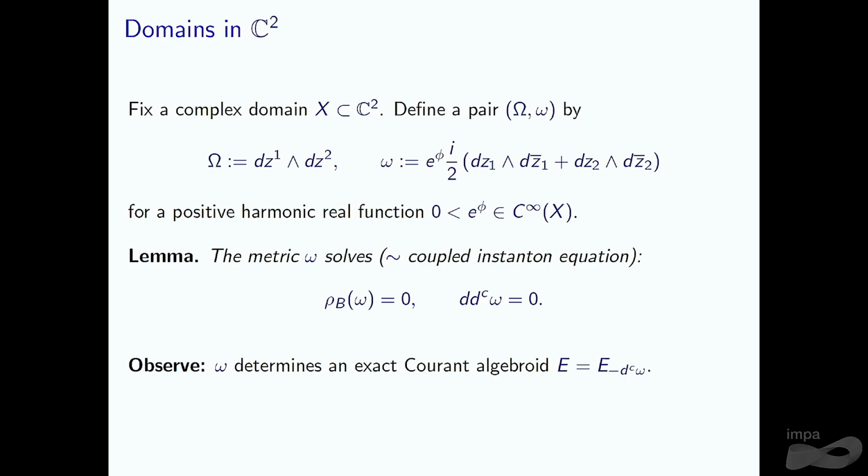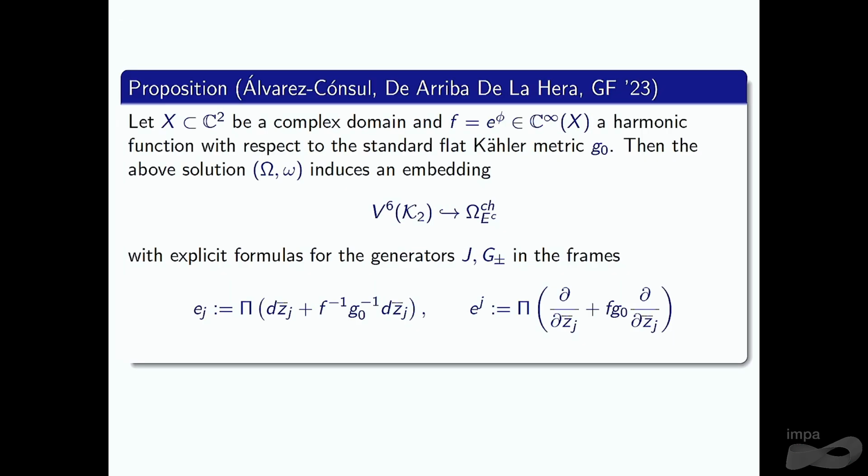H is minus the torsion. Is the torsion, is minus dc of omega. Then what you get from this general theorem is that you have an embedding of the n equals to 2 vertex algebra with central charge equals to 6, into the Kähler complex on this open domain in C2. And you have explicit formulas for the generators using these particular frames, which are very, very explicit.